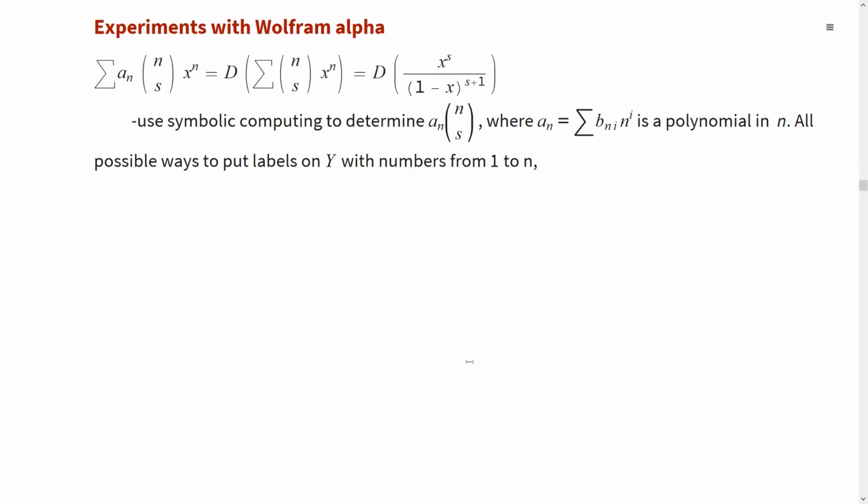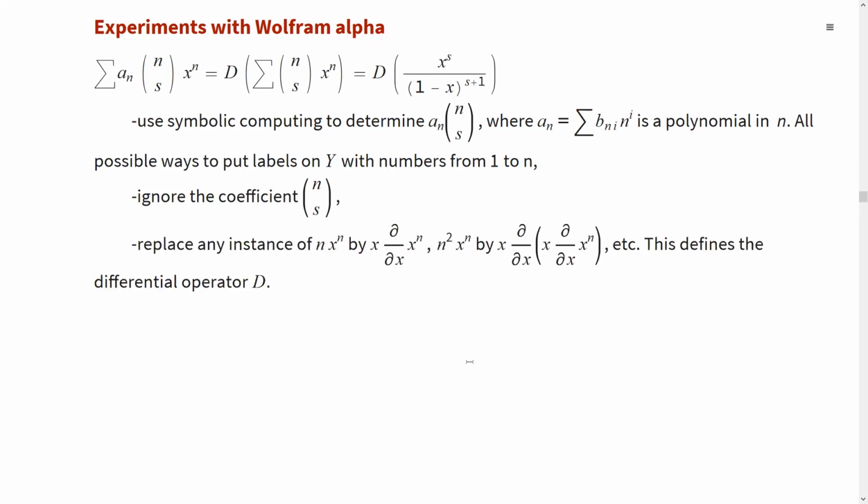And so the strategy is we use symbolic computing to determine the generating function of y. That is given by some coefficients that are actually polynomials in n. Remember, these coefficients tell me all possible ways to put labels on y with numbers from 1 to n. We actually ignore the binomial coefficient here. This is something that can be explained in the paper.